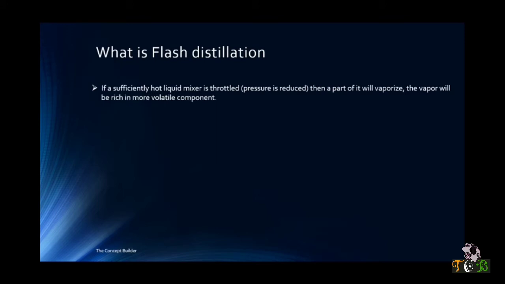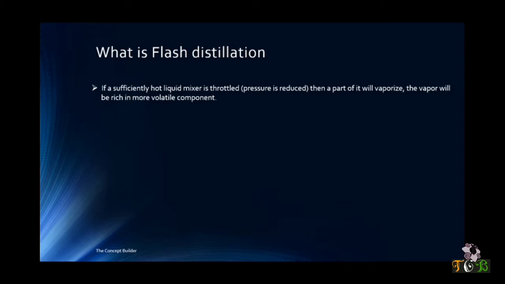Okay, so the first question that comes to your mind is, what is flash distillation? So let's see its definition. What does it say? If a sufficiently hot liquid mixture is throttled, and here throttling means pressure is reduced, then a part of it will vaporize. The vapor will be rich in the more volatile component, and this is what we actually saw in our first video, that when the liquid and vapor are in equilibrium, the vapor will be rich in the more volatile component. That's what is happening here: using the throttling, we are trying to establish the equilibrium between the liquid and vapor.